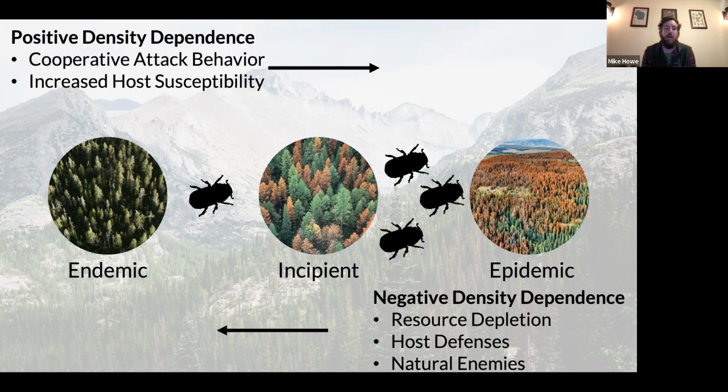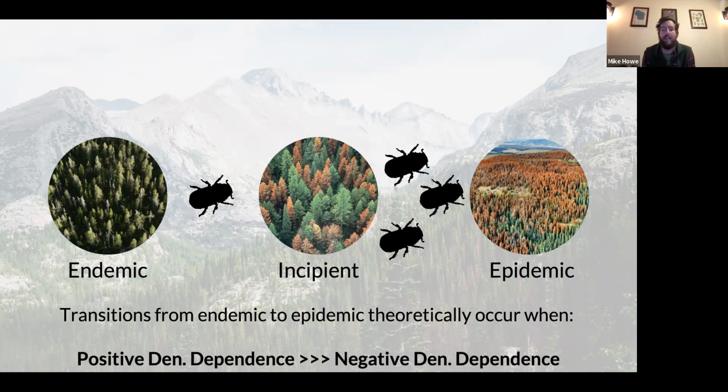On the flip side, we also have some potential positive density dependent factors present in the system. Several beetle species will exhibit cooperative attack behavior, where they will undergo pheromone-mediated mass attacks. These mass attacks allow beetles to overcome the tree defenses of even the most vigorous trees. This is also related to beetles being able to increase the host susceptibility through these types of attacks. So generally, we talk about beetles transitioning from their endemic to their epidemic phase when you have more positive density dependent than negative density dependent factors occurring in your system.